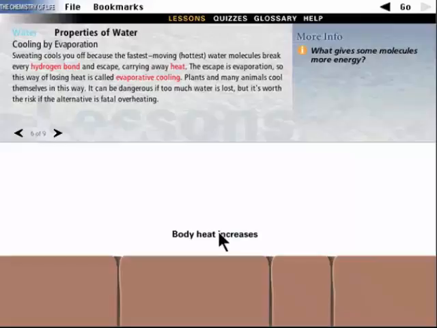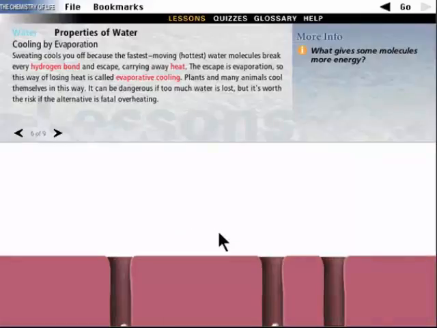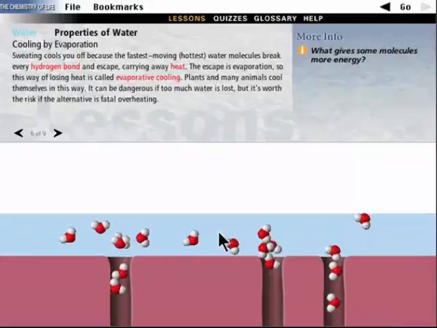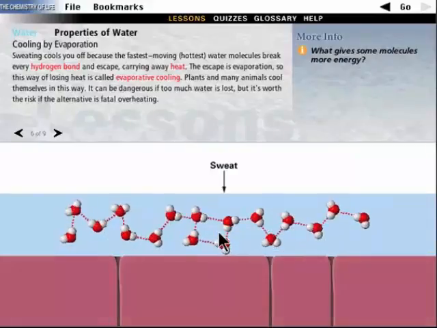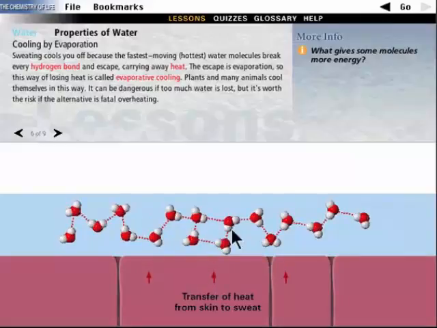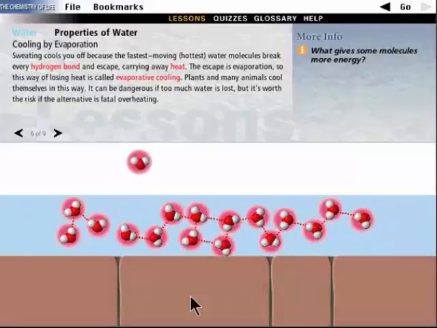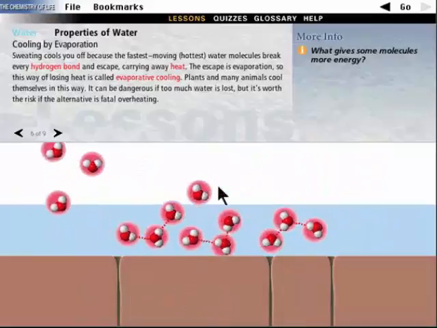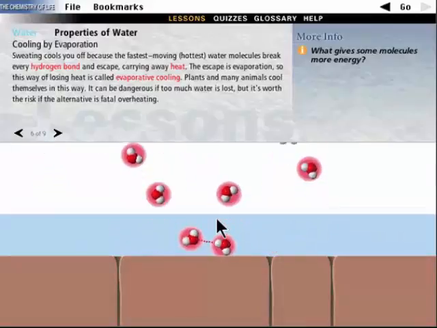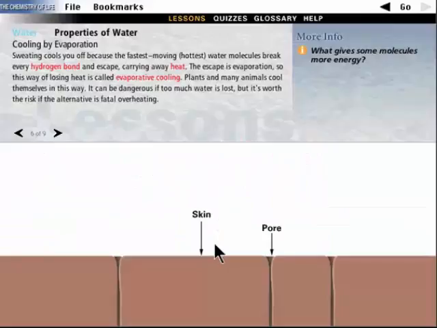So remember when we talked in chapter 2 about the changes of states, going from a liquid to a vapor is an endothermic process. It takes energy to evaporate or to turn liquid into vapor. So where is the sweat getting the energy? It's getting it from our skin and taking it away. So that is what we call evaporative cooling.